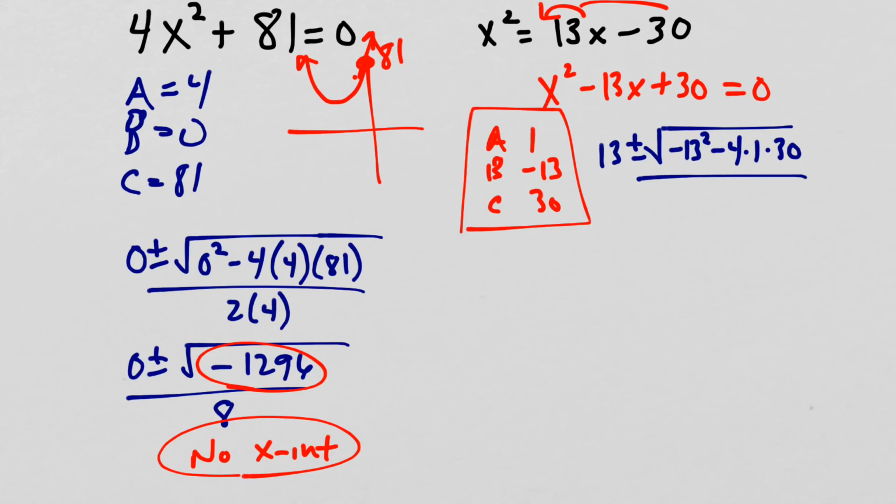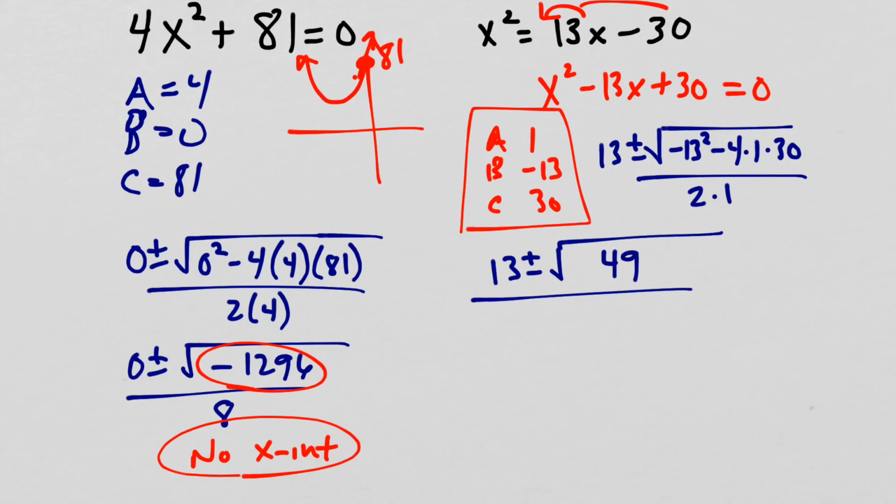We are dividing that by 2 times 1, 2 times a. So now we have our formula, which is going to be 13 plus or minus the square root of negative 13 squared, which is 169, minus 4 times 1 times 30. So we wind up with 49. And then on the bottom, we have 2 times a, which is just 2.